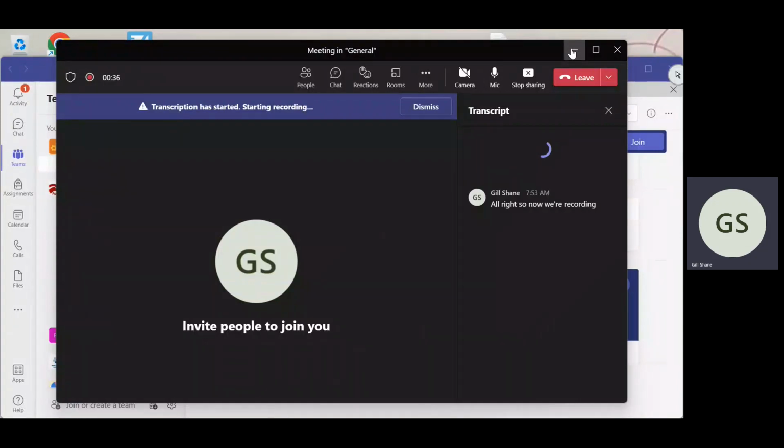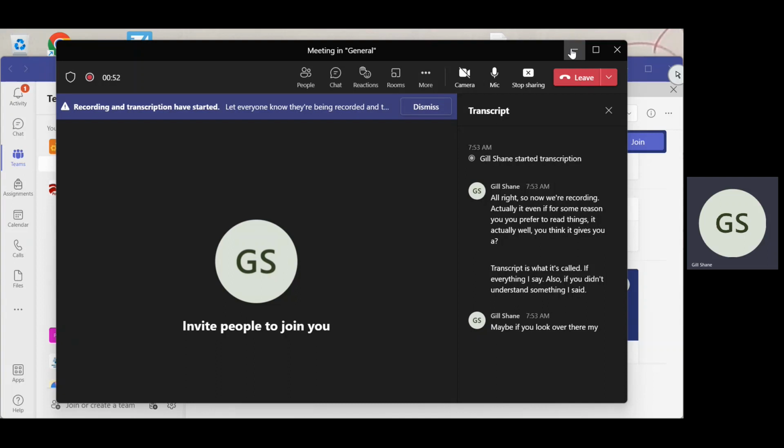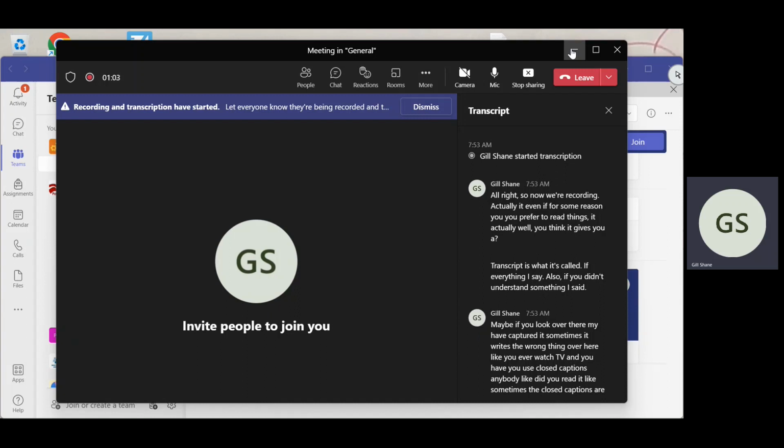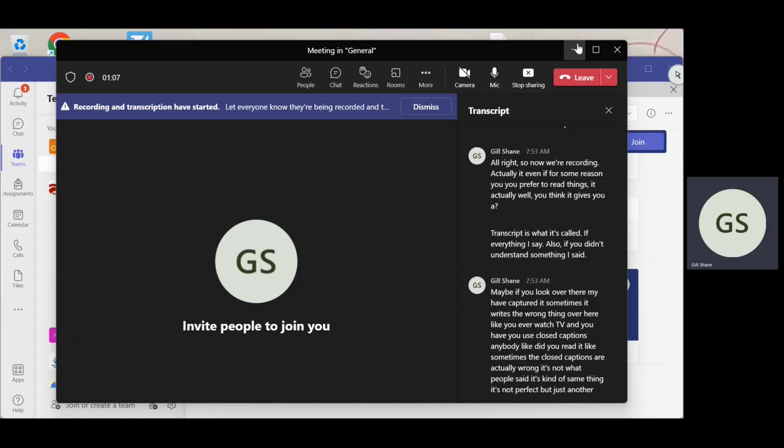If for some reason you prefer to read things, it gives you a transcript, which is what it's called, of everything I say also. So if you didn't understand something I said, maybe if you look over there, it might have captured it. Sometimes it writes the wrong thing over here. Like you ever watch TV and you use closed captions, so you can read it? Sometimes the closed captions are actually wrong. It's not what people said. It's kind of the same thing. It's not perfect, but it's just another tool that'll help you.